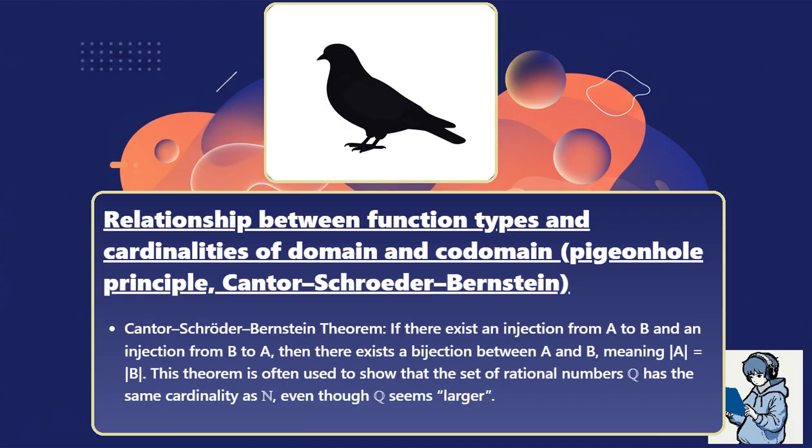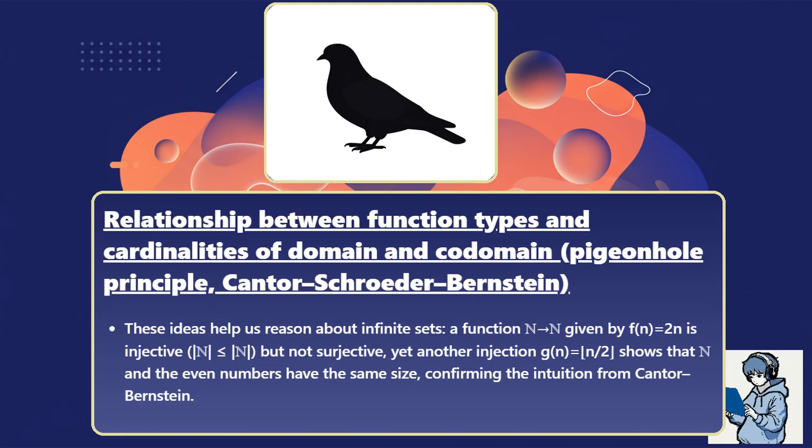Cantor-Schroeder-Bernstein theorem: if there exists an injection from A to B and an injection from B to A, then there exists a bijection between A and B, meaning the cardinality of A equals the cardinality of B. This theorem is often used to show that the set of rational numbers Q has the same cardinality as N, even though Q seems larger. These ideas help us reason about infinite sets.